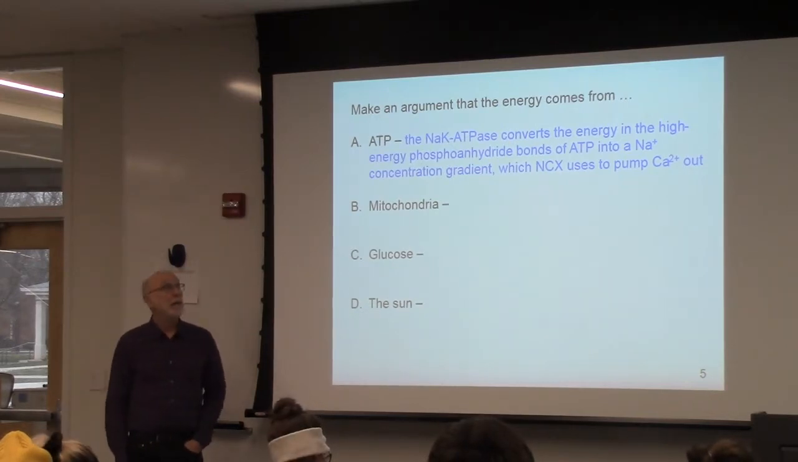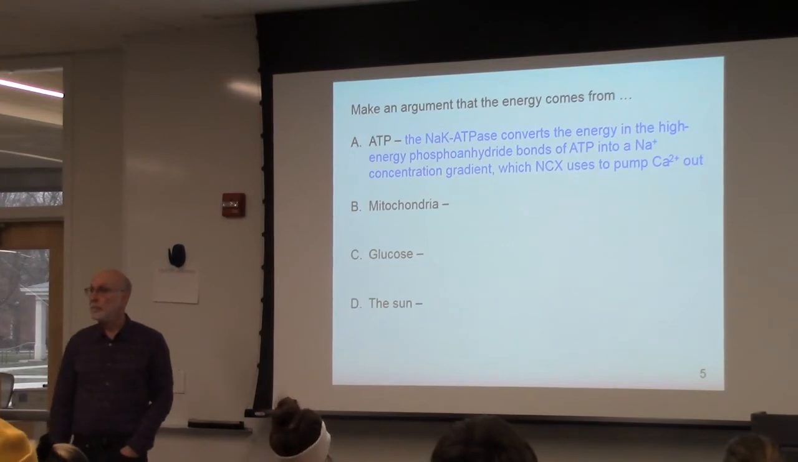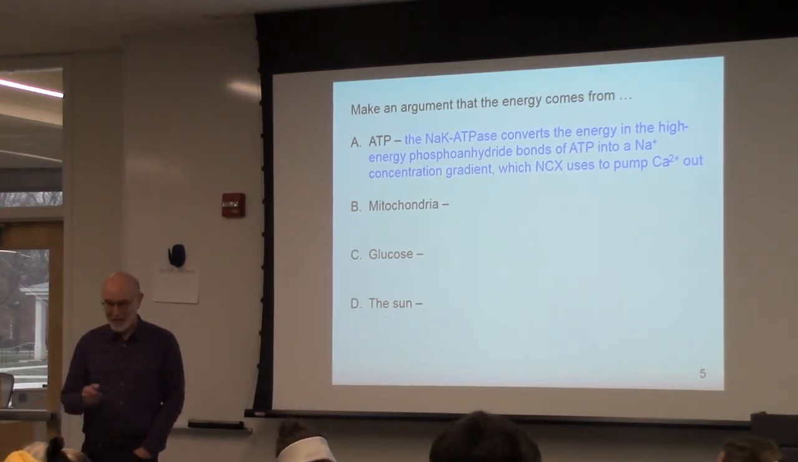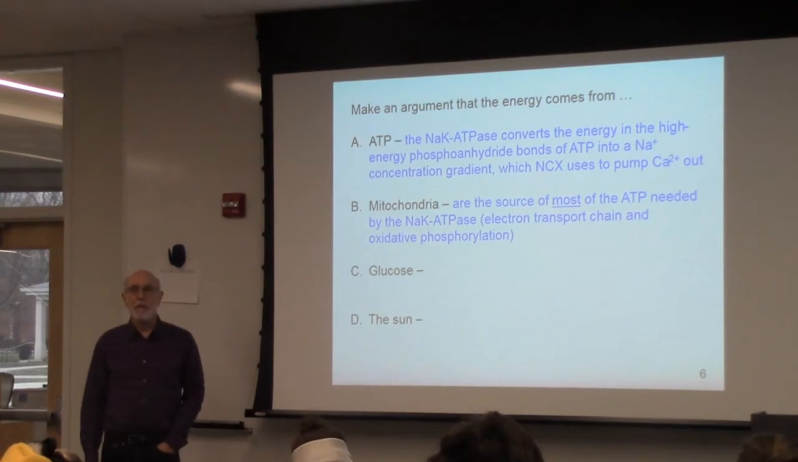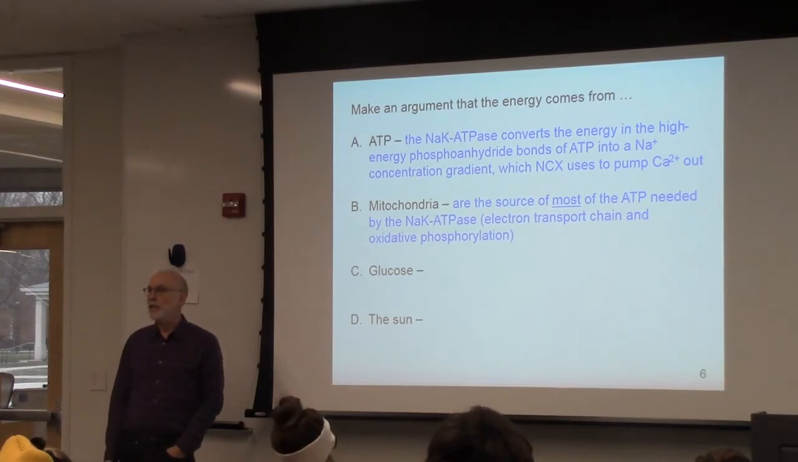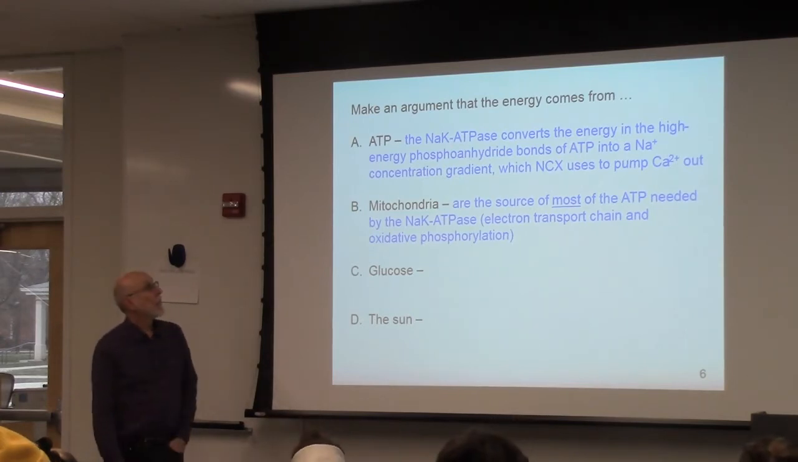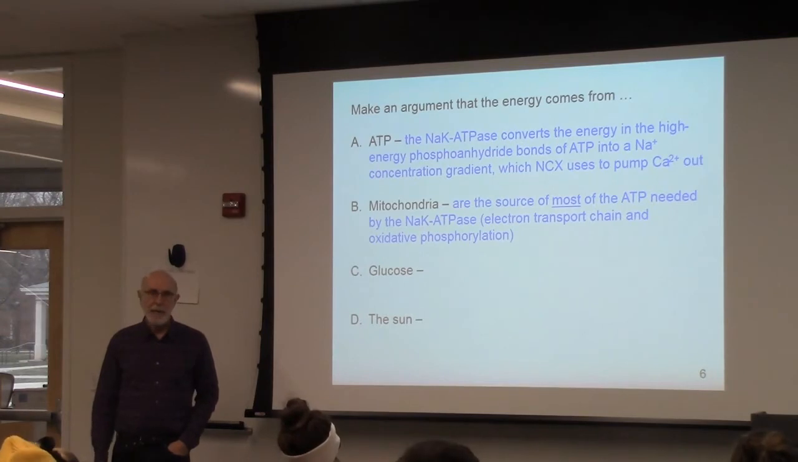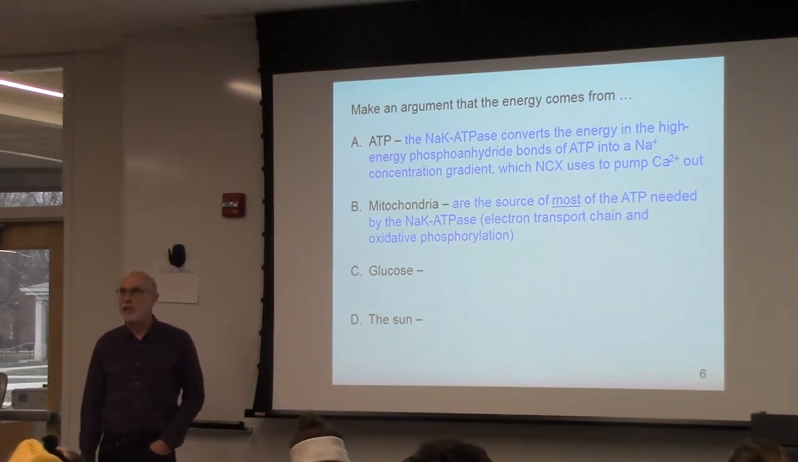Argument for mitochondria. Energy comes from mitochondria. They synthesize the ATP that's needed for the sodium potassium pump. Exactly. Mitochondria is the source of most of the ATP. Remember, oxidative phosphorylation provides most of the ATP. Glycolysis, a small fraction of the ATP that your cells need. So the mitochondria, oxidative phosphorylation, makes the ATP that the sodium pump uses to pump sodium to make the sodium gradient that the NCX uses to pump calcium.